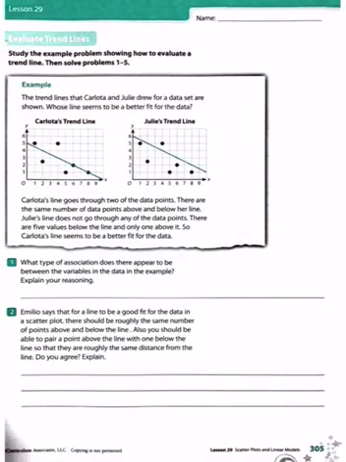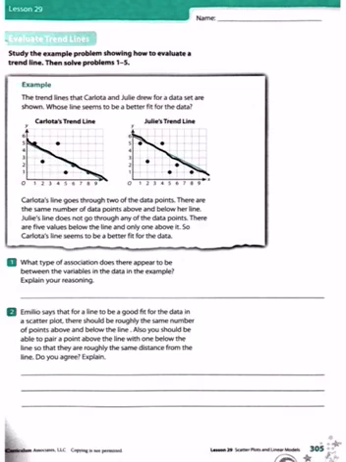Number 1, what type of association does there appear to be between the variables and the data in the example? Explain your reasoning. So for both Carlotta's and Julie's trend lines, the data points start at the top and go to the bottom in both examples. When they start at the top and go to the bottom, that is a negative association because the line is going down.